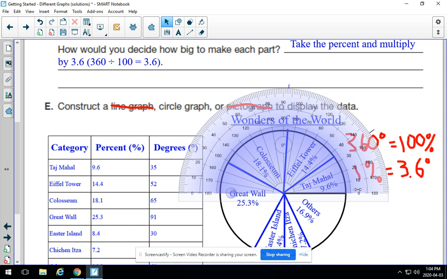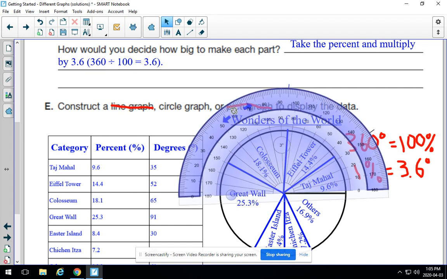So starting from the 0, I would then go and I would measure my degrees. My first one is 35 degrees for Taj Mahal. So I would measure the 35 degrees. I would then draw a line from the center out to the edge of the circle at 35 degrees, using the inner scale in this case. And then I would mark that. I'd label it Taj Mahal 9.6%.